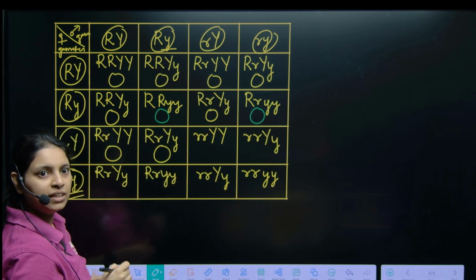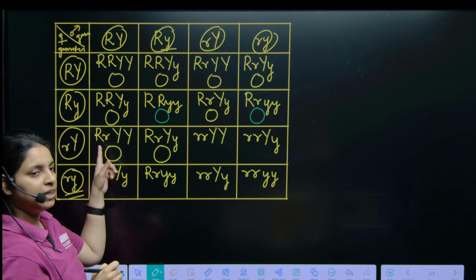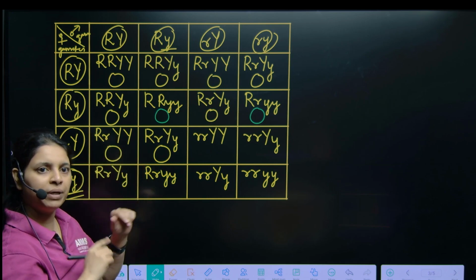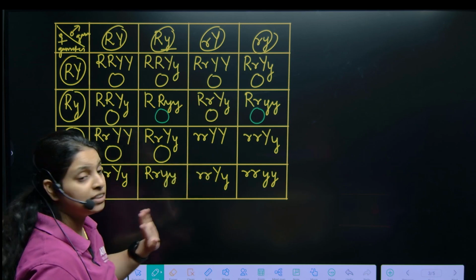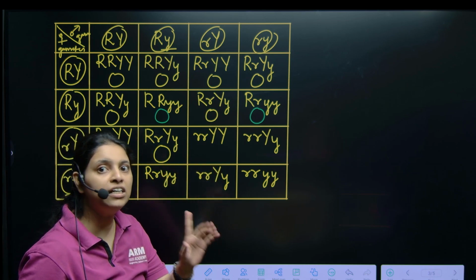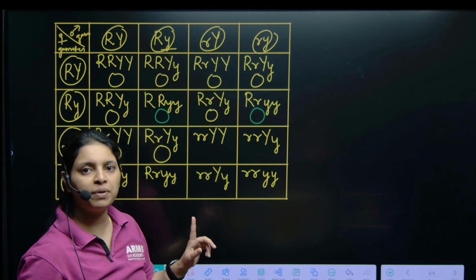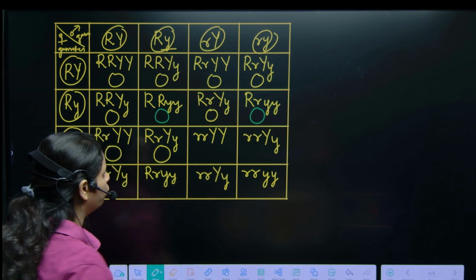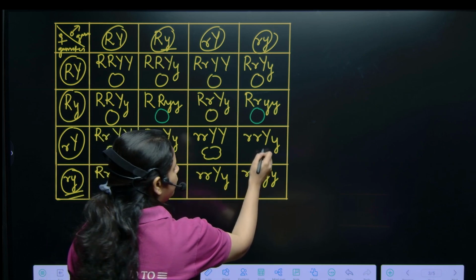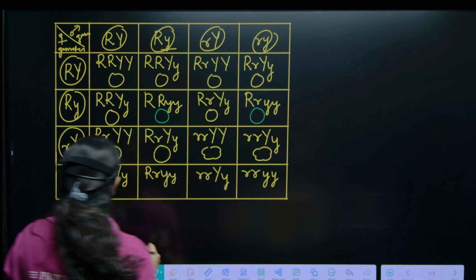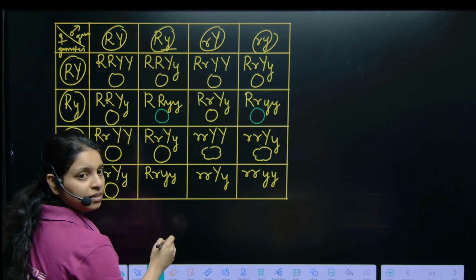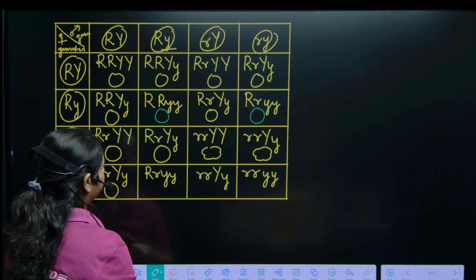Okay, I hope this is clear. Simply look for capital letters first. Capital R is present, so round. Capital Y, even if single copy, then yellow. Okay. Next, now your small r means wrinkled shape. And capital Y is present, so color will be yellow. So we have wrinkled yellow. Next, same here, wrinkled yellow. What is next? Round yellow. Next, round but green. Right?